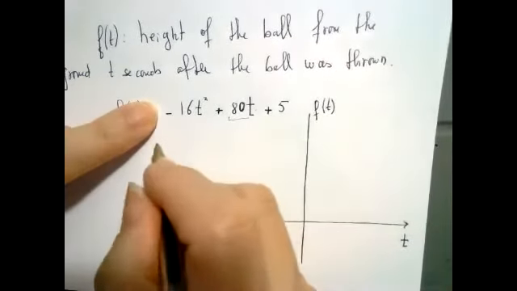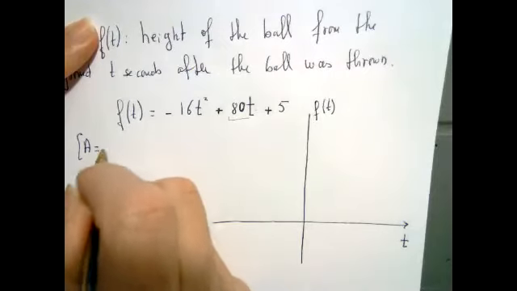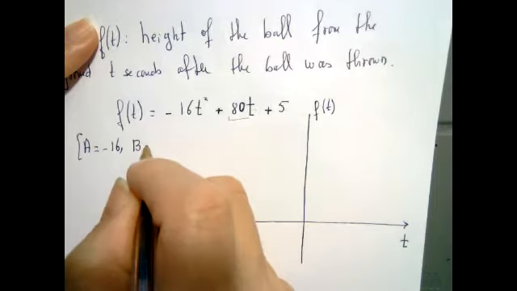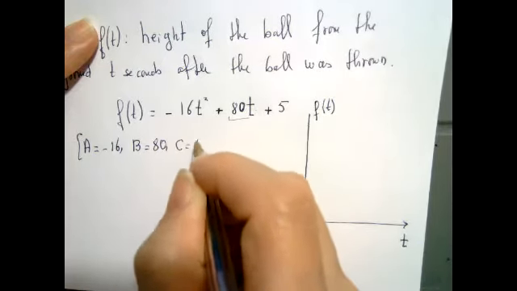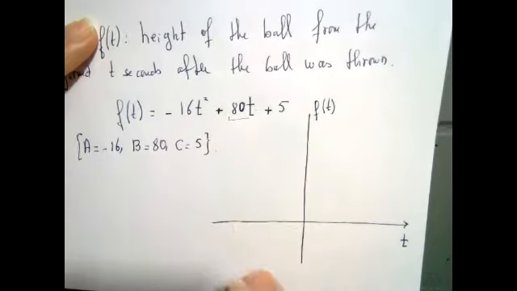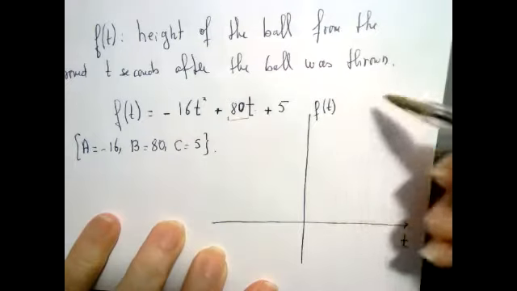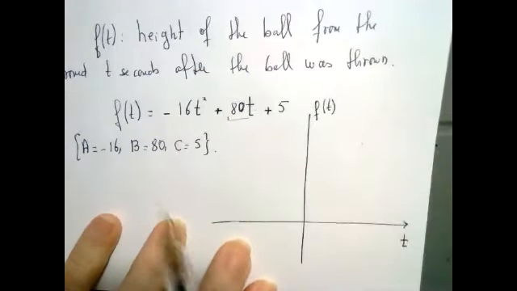And a here, as I said before, I always tell you what the a's are. A is minus 16. B is the coefficient of t, which is the 80. And C is 5. So that's the whole thing. Okay. Now A is negative. It means we expected it, of course, to go concave down. So the curvature is down.